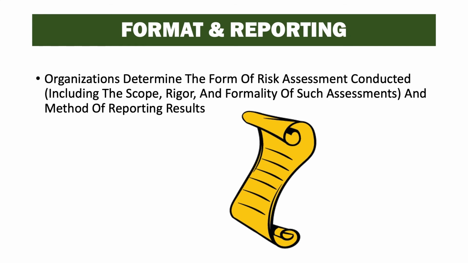Organizations determine the form of risk assessment conducted, including the scope, rigor, formality of such assessments, and the method of reporting the results. It's important that we have a standardized method for going about this, and obviously a standardized report format, so different assessments can be looked at together and an overall rating can be determined from different assessments, and we can use that to prioritize systems as well. The scope, rigor, and formality of assessments may vary from system to system. Lower prioritized systems may get a less formal, less rigorous risk assessment than those systems that have a higher priority or a higher impact on the organization.